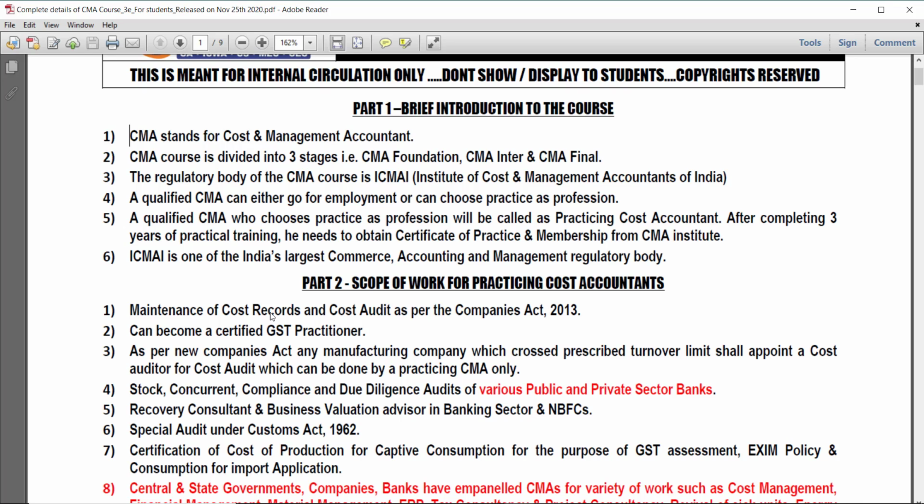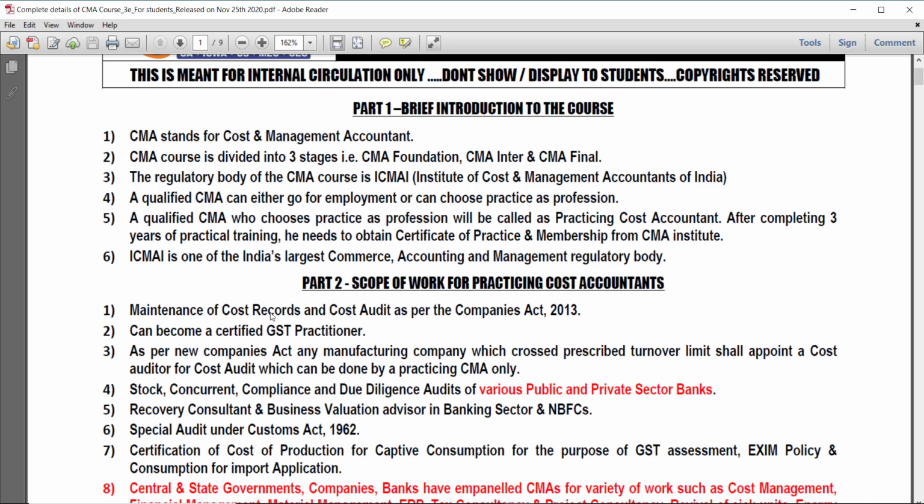In this particular CMA course there will be three levels. First is CMA Foundation, second is CMA Inter, and third is CMA Final. One who qualifies all these three levels of the CMA course will be called a qualified Cost and Management Accountant.